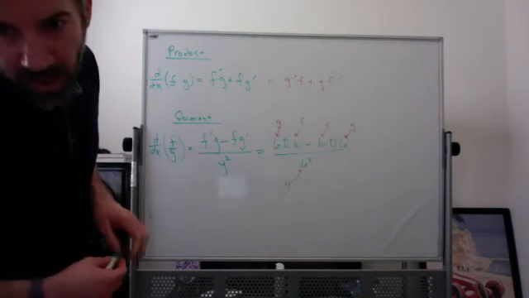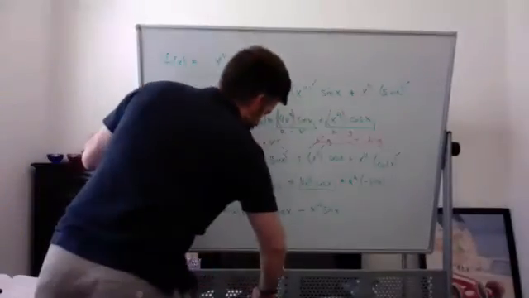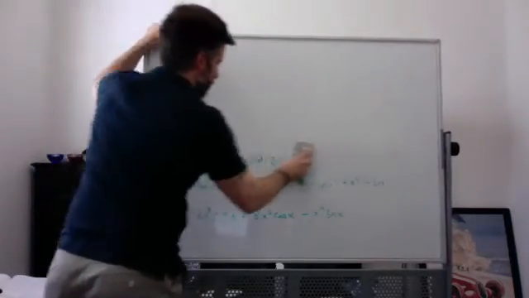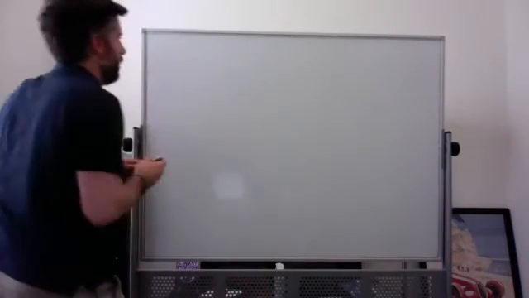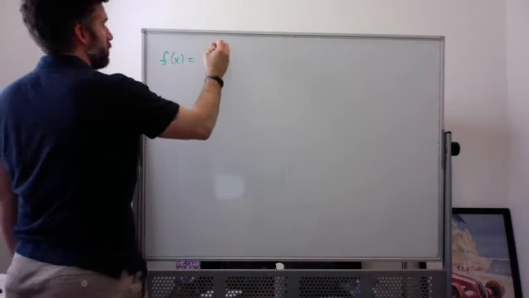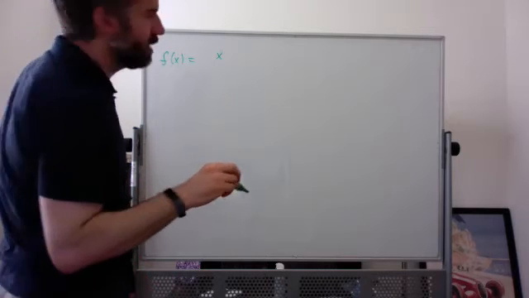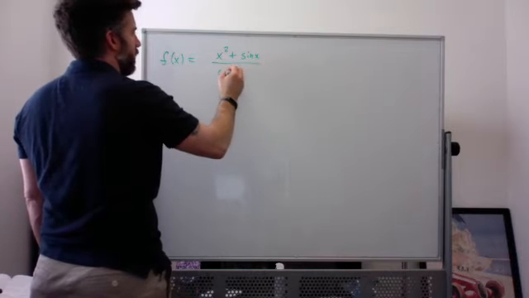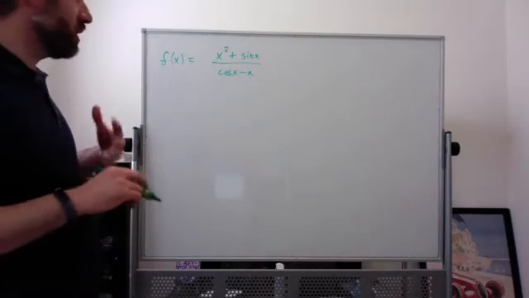All right, let's look at an example. Let's find the derivative of, say, f of x equal to x squared plus sine of x over cosine of x minus x. So let's find the derivative of this. And again, we're just going to use the quotient rule.